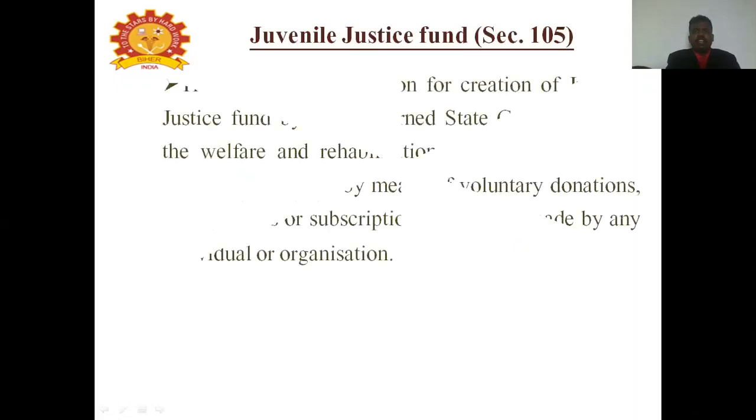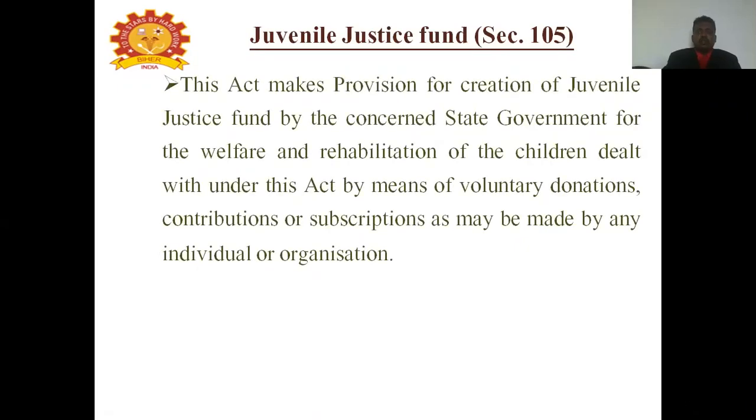So next, section 105. This act makes provision for creation of a juvenile justice fund by the concerned state government for the welfare and rehabilitation of the children dealt with under this act, by means of voluntary donations, contributions and subscriptions as may be made by any individual or organization. This clearly tells about the juvenile fund.